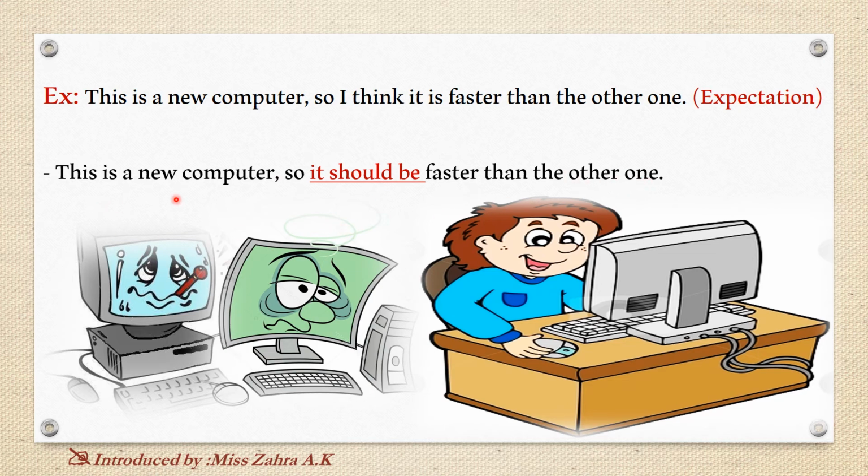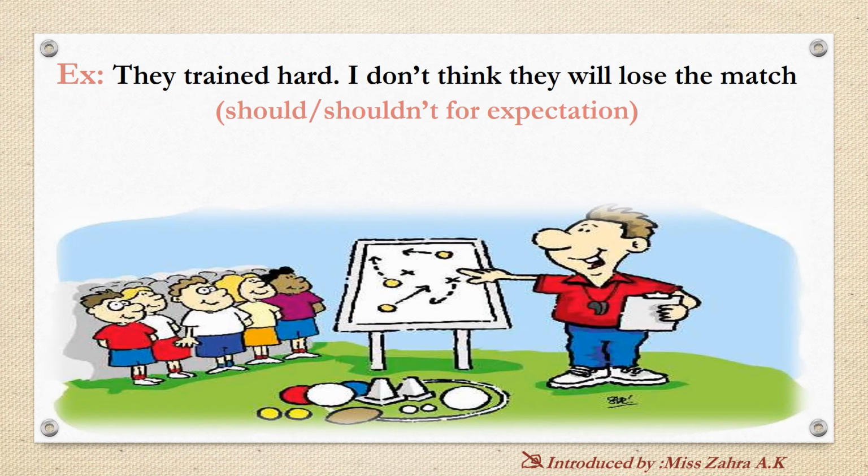هذا حاسوب جديد لذلك ينبغي أن يكون أسرع من الحواسيب الأخرى. Another example to make it more clear about should. مثال آخر وهو they trained hard. هم تدربوا جيدا. I don't think they will lose the match. أنا لا أعتقد بأنهم سيخسرون المباراة. So use should. السؤال هو should or shouldn't for expectation. استخدم إما should أو shouldn't للتوقع.